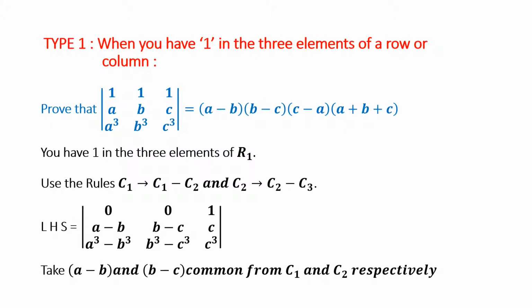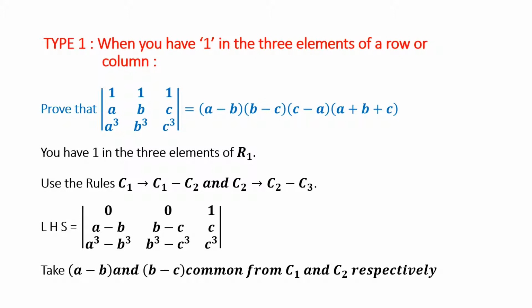This type of sum I put under the category type 1, that is, you will have 1 in either a row or in a column, that is, all the 3 elements will be 1 in a row or in a column. This is the easiest and the basic type we can call. So, now in the given sum, you have 1, 1, 1 in the first row, that is R1. Now, I will try to bring 2 zeros using some column operation. So, now if I do C1 gives C1 minus C2 and C2 gives C2 minus C3, automatically I will be getting 2 zeros in my R1 in 2 places.